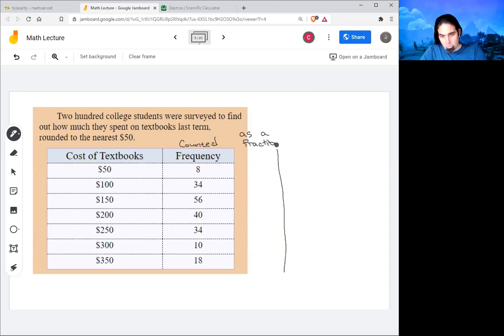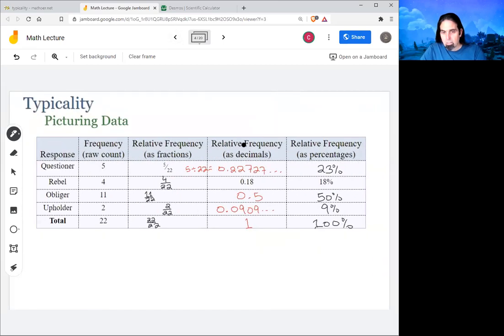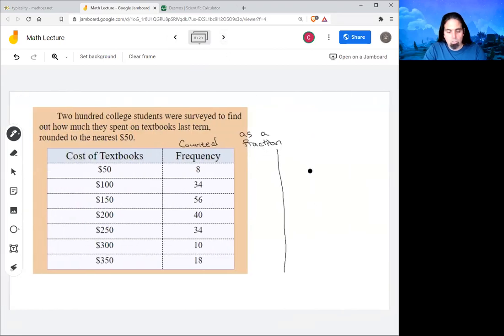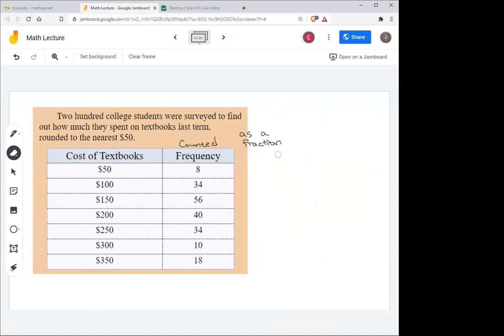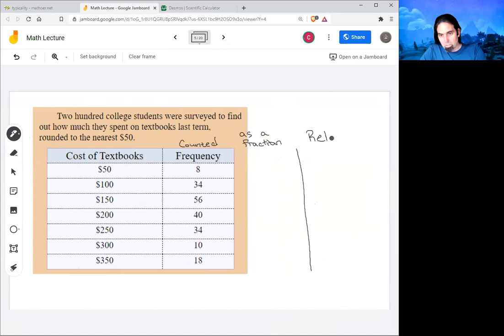Do you want a separate one for decimals and percents, or do you want to jump directly from fraction to percent? Fraction to percent, directly, okay. So that's called the relative frequency instead of the counted frequency. Sometimes counted is also called the raw frequency because it hasn't been processed yet, like raw food.